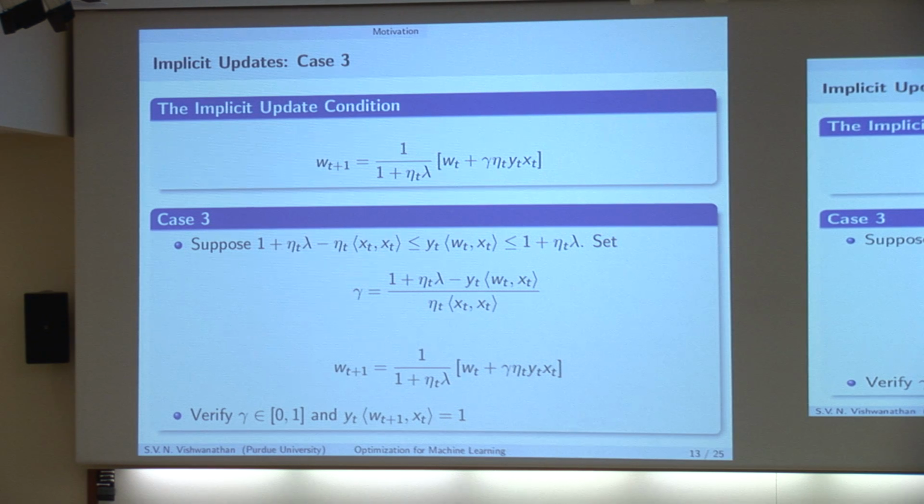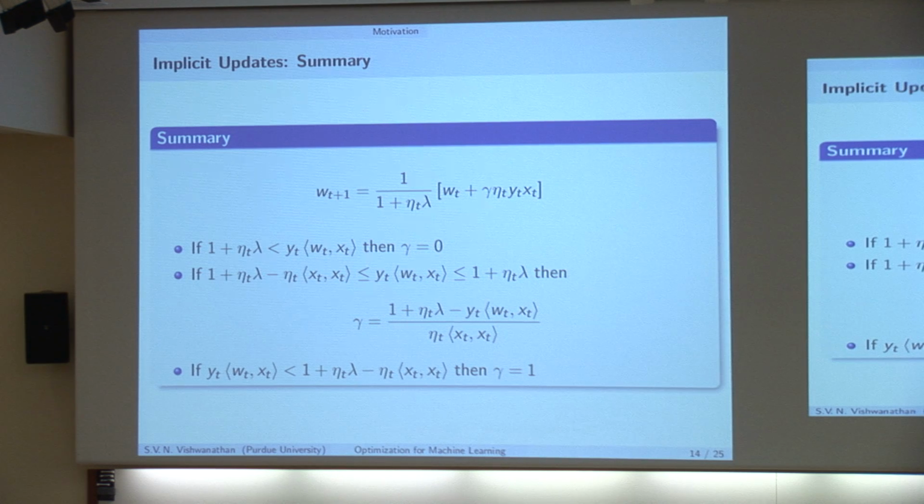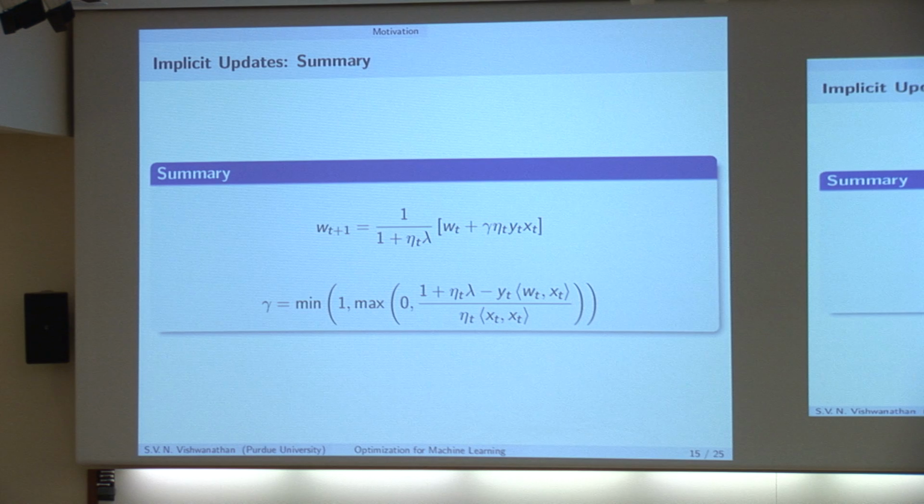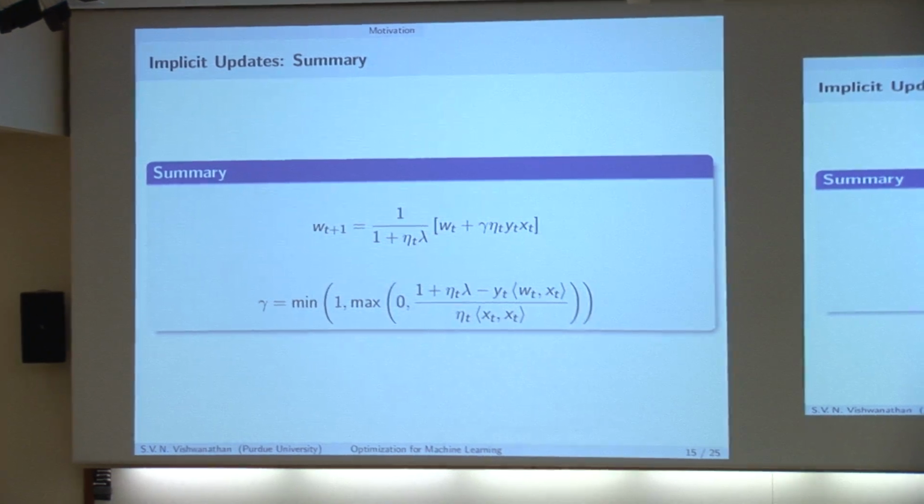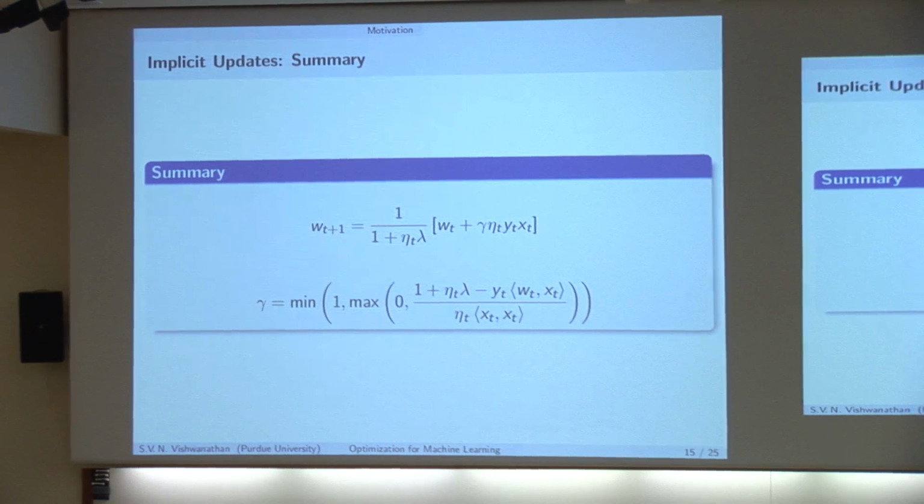Now I want to summarize this update. These are called implicit updates, and they look like this, and I can rewrite this entire mess into this one nice looking equation. Keep this equation in mind. This equation will come back in a very different form, with a completely different motivation, and I'll show you that.